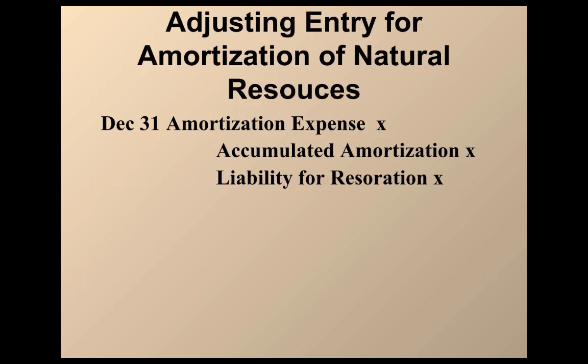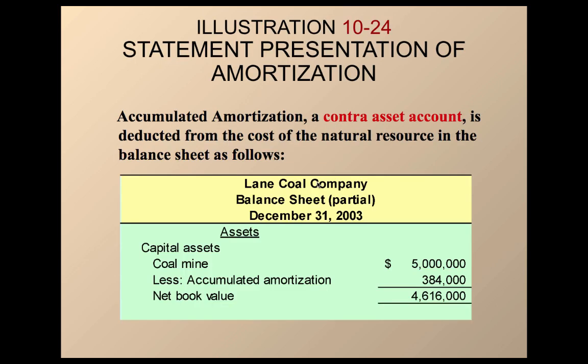So again, at the end of our examples, this is our adjusting entry, the amortization expense, what we calculate using the formula that I just previously showed you. And then we're going to credit the accumulated amortization, and we're going to credit our liability for restoration. So let's look at a couple of examples.